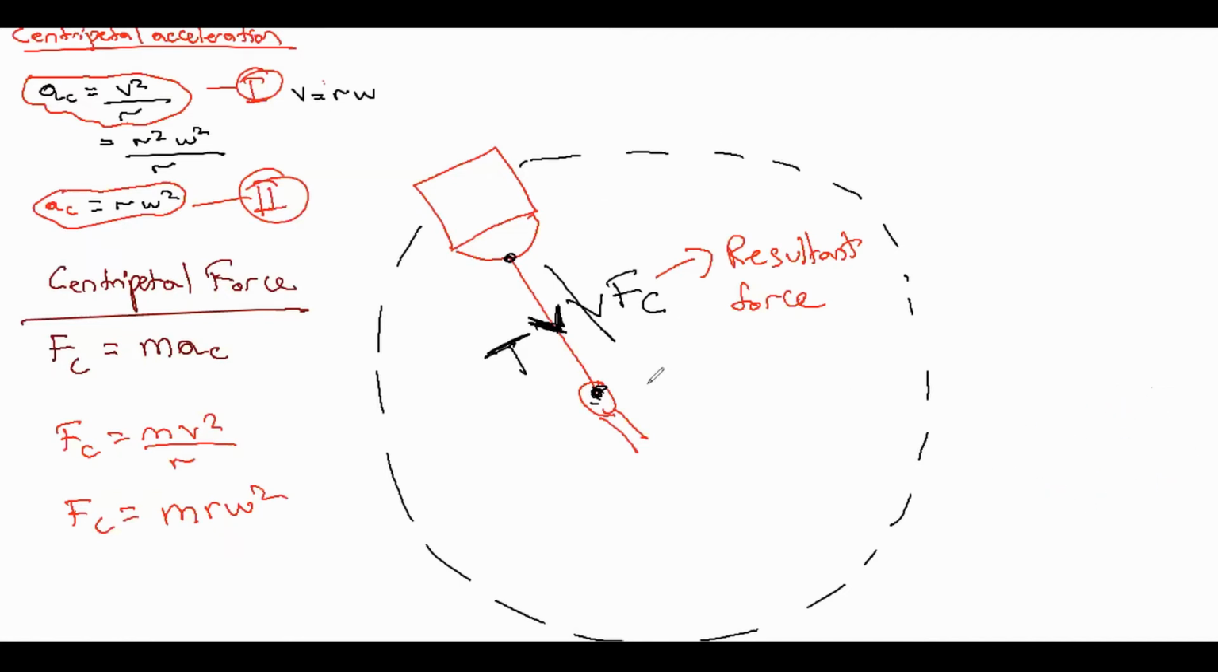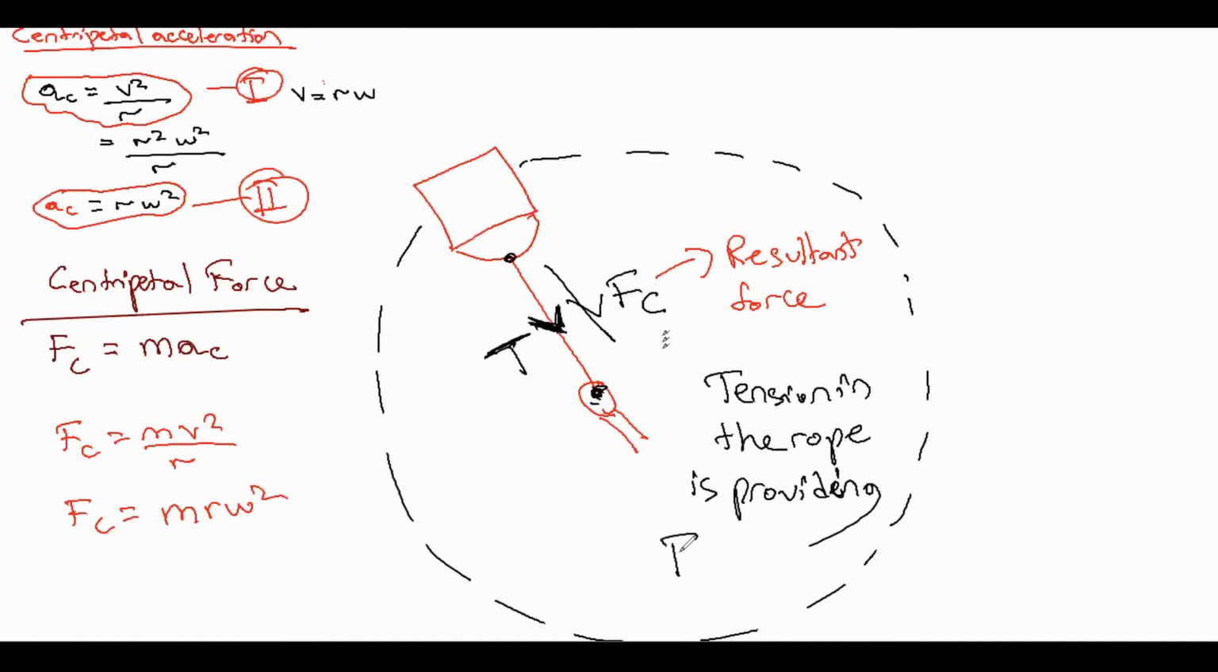Now, there are some things that you're supposed to know about this kind of motion. We basically subtract tension and weight. But for now, what I want you guys to know is that centripetal force is nothing by itself. It's a resultant force. So in this case, the tension in the rope is providing FC.